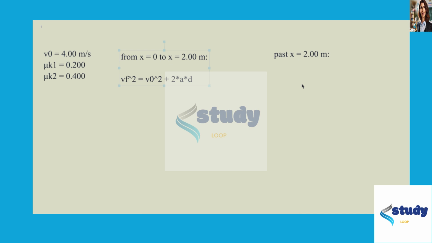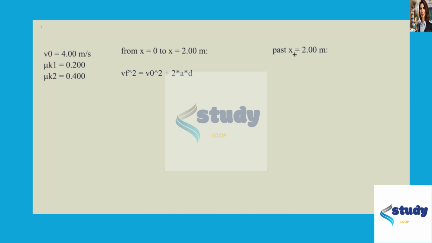So we want to figure out the distance the box travels, the x-coordinate of the point where the box comes to rest. To do that, we're going to need some kinematic equations. Here I've written this one. I'm going to split up the two parts: from x equals 0 to x equals 2, and the part past 2 meters, because we don't actually know how far the box is going to travel through that part.